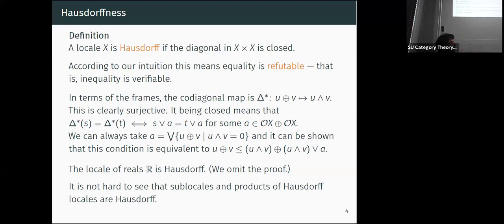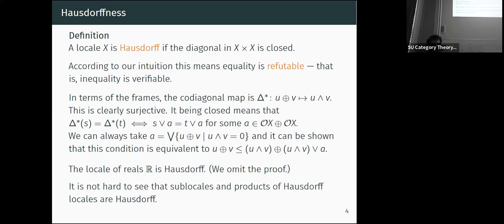Right. So isn't there a large class of spatial locales for which Hausdorffness of the locale would be equivalent to Hausdorffness of the space? Yeah. So I guess I'm kind of sweeping that under the rug at the moment.